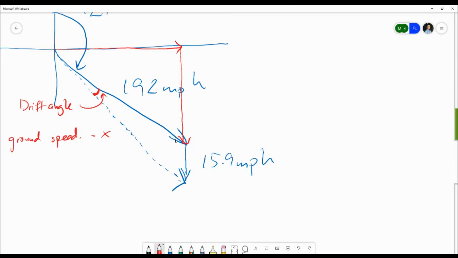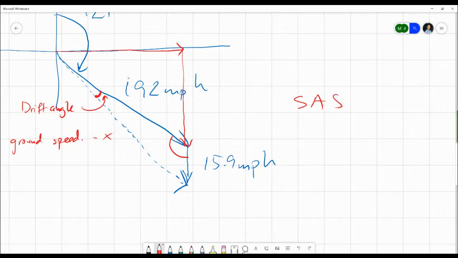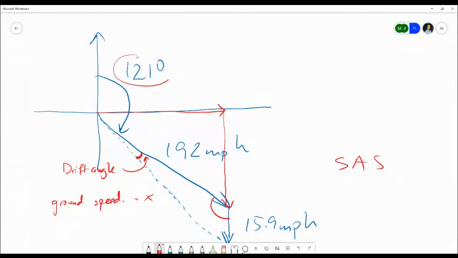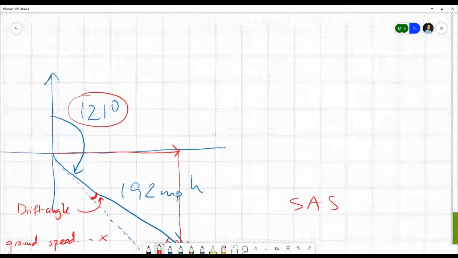Okay, so now what we need is this angle right here, so we can have angle psi. Well, the only information we know is 121 degrees here. Now I'm going to give you a review of parallel lines and transversals, so you can use this fact in order to decipher this type of problem.